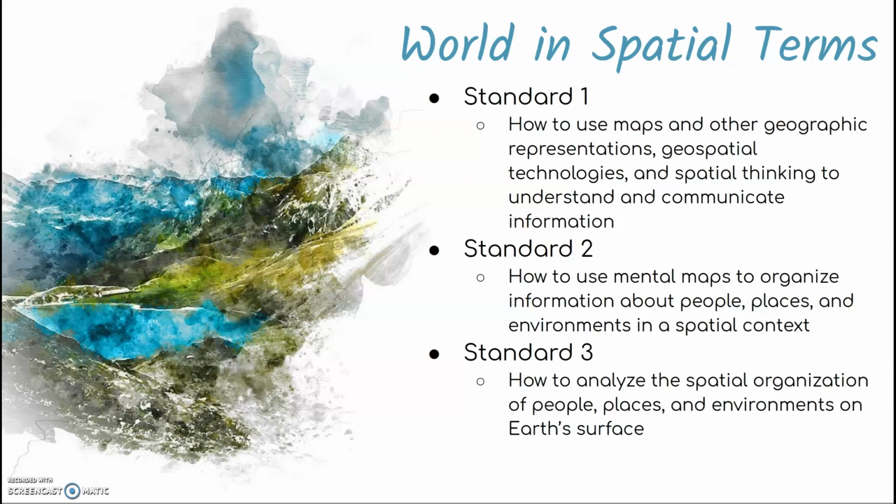Standard 3 is how to analyze the spatial organization of people, places, and environments on Earth's surface. So with this standard, understanding that physical and human phenomena are distributed across Earth's surface and seeing the meaning in their arrangements across space. And this spatial thinking brings students a deeper understanding and appreciation of the complexity and interconnectedness of the physical and human world.